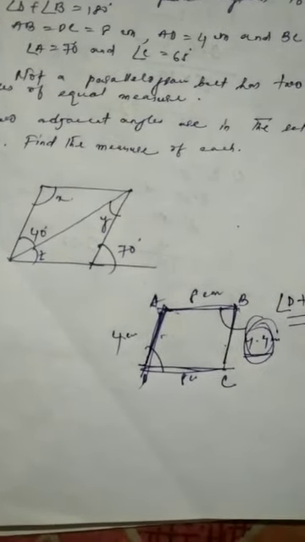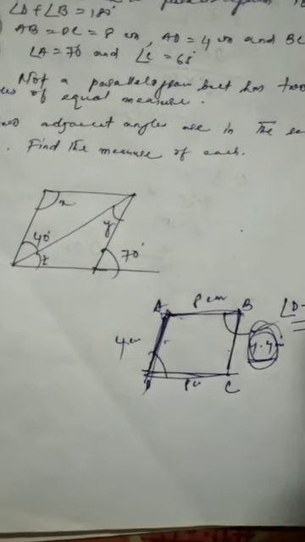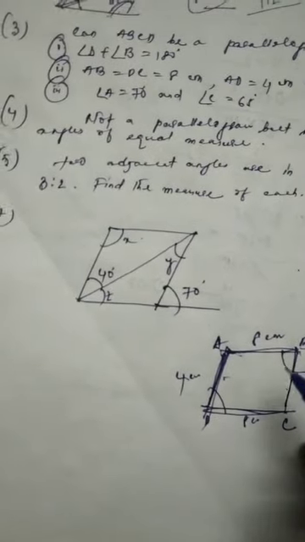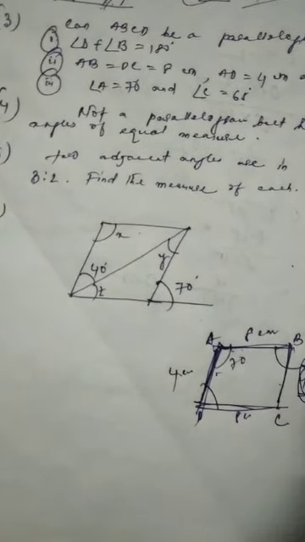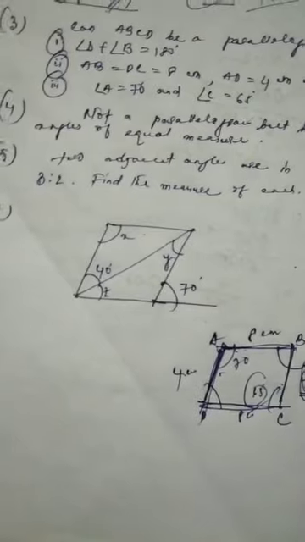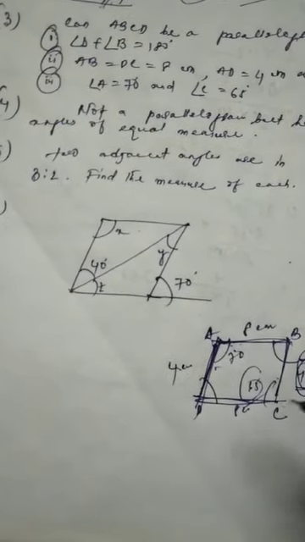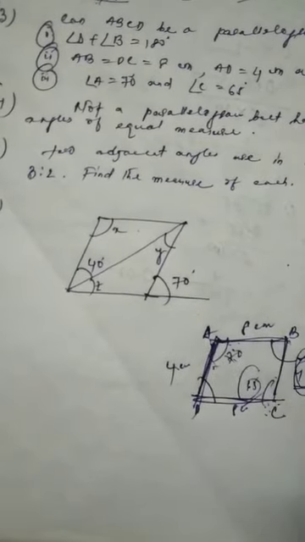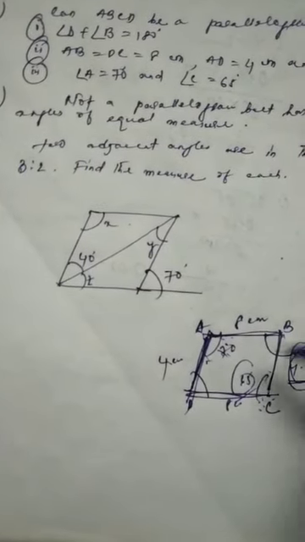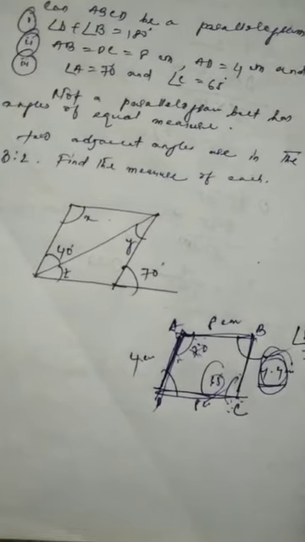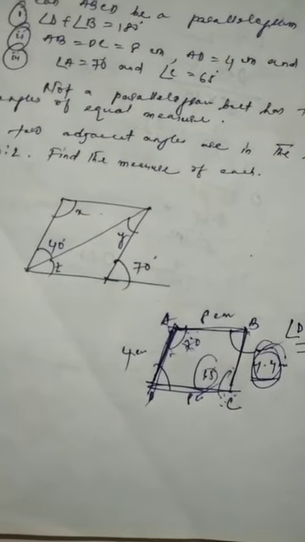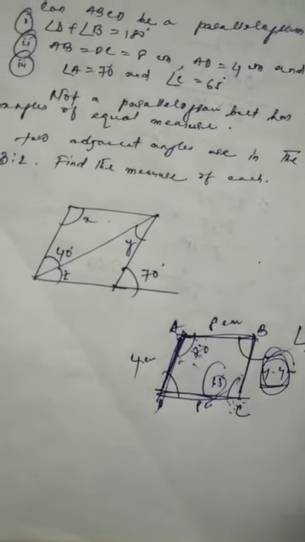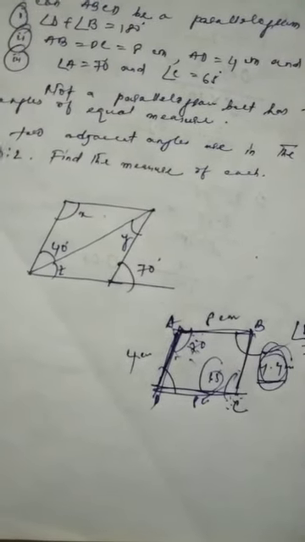Opposite sides must be equal. That's one condition. Next, they have said that angle A is 70 and C is 65. In that condition, this parallelogram cannot be constructed, because we know that in parallelograms, opposite angles must be equal. So it's not going to form a parallelogram at all.